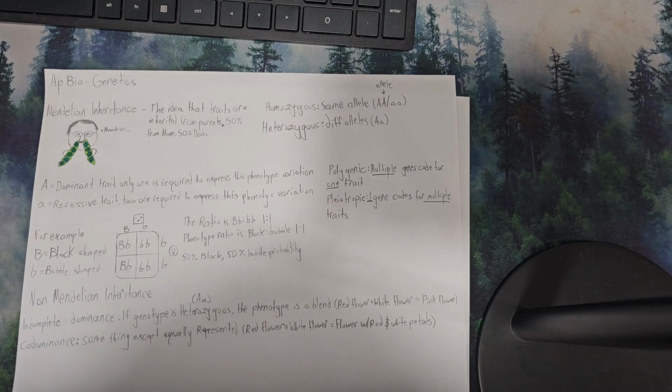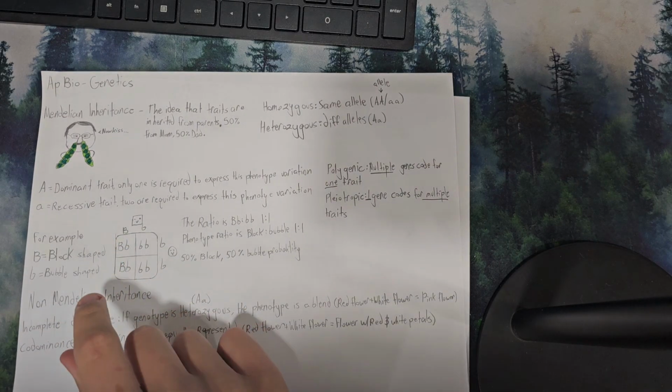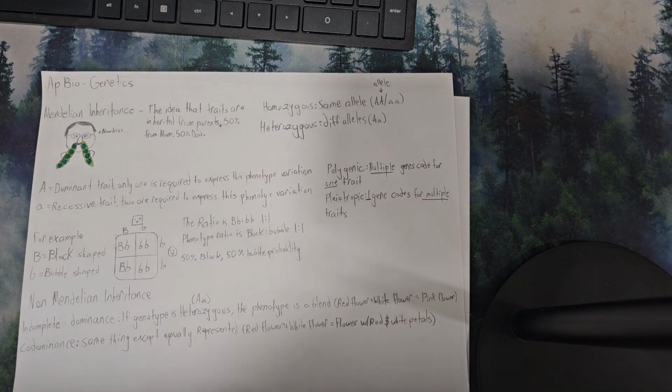Then you also have pleiotropic, which is when one gene codes for multiple alleles, right? Or multiple traits, sorry. So, for example, let's say that having a big B makes you block-shaped, but it also gives you two eyes, right? Just something like that. That's just multiple traits, just like that.